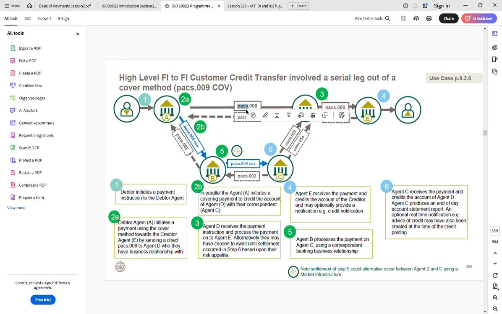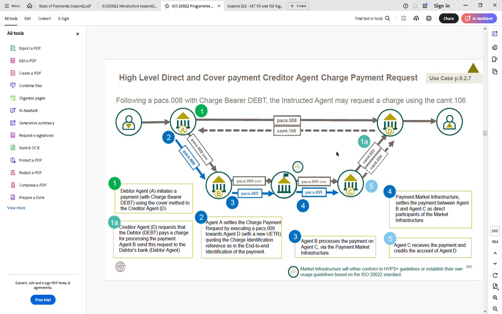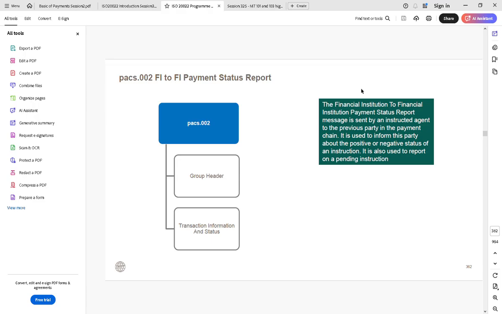Now consider the PACS.008 statement. Here also, from bank D or bank E, it is sending to the previous party. Consider bank D also sending to bank A, the previous party. Logical, right? Very logical. So same thing here. The financial institution to financial institution payment status report message is sent by the instructed agent to the previous party in the payment chain, from the next bank to the previous bank in the payment chain.